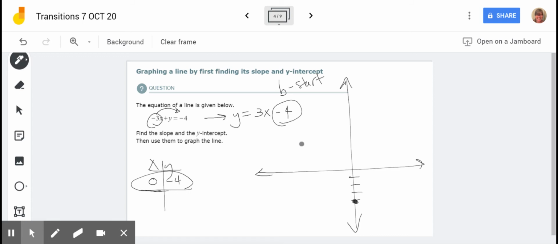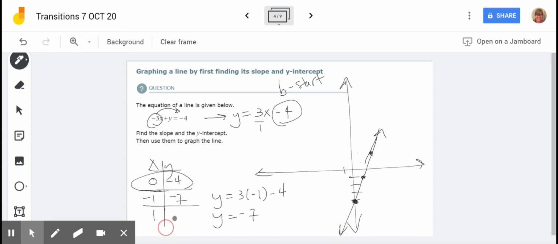And then the slope is 3, 3 over 1. So we go up 3 over 1. Make sure that you recognize that it's positive over 1 and then connect the dots. Boom. And that's it. Or you can always do the points. Let's plug in negative 1. Y equals 3 times negative 1 minus 4. Y equals negative 7. So negative 1, negative 7 would have been down here.